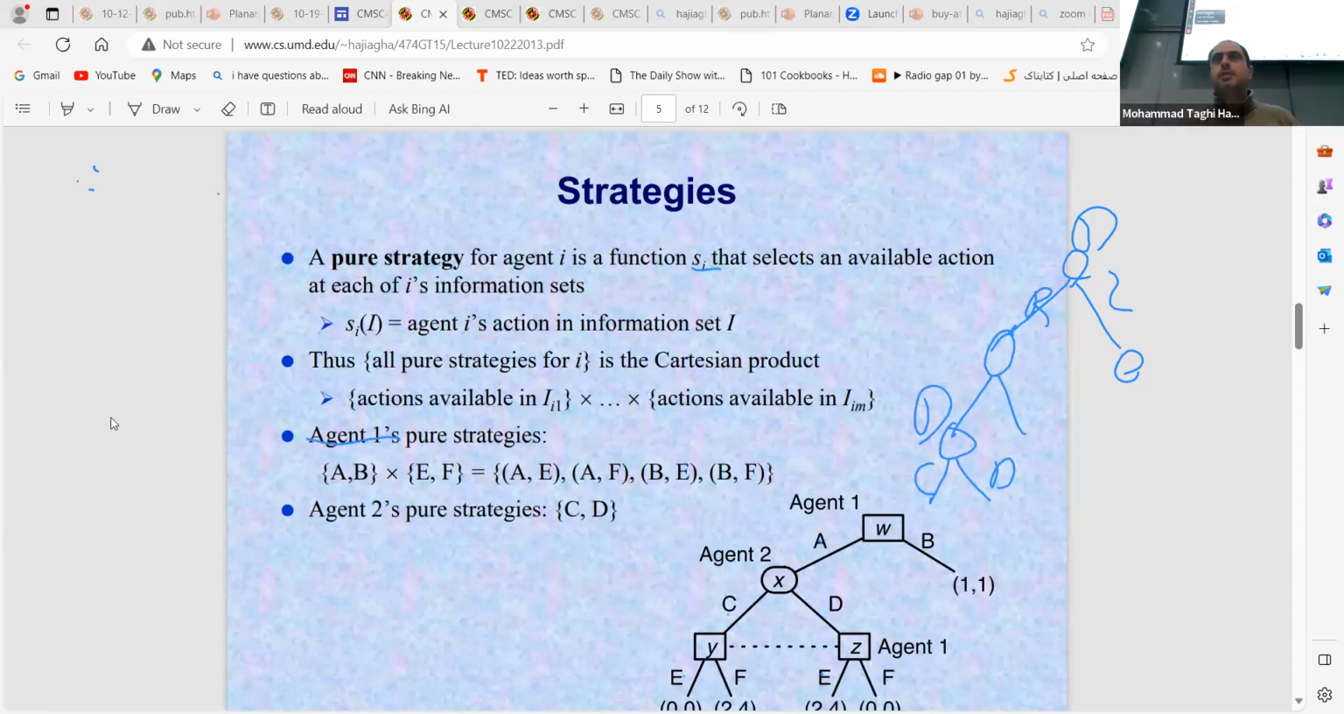Yes, I think we had the same issue. This is not just unique to imperfect information games. This was also true for the perfect information game. In that case, when you take B, then E and F in some sense are irrelevant. You can think about it that way.